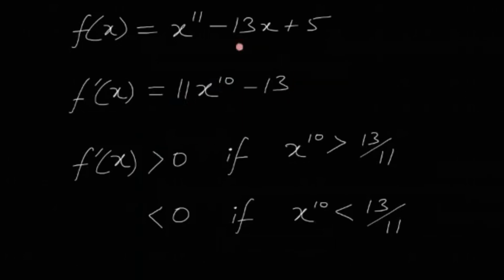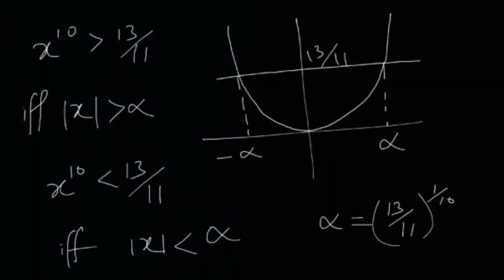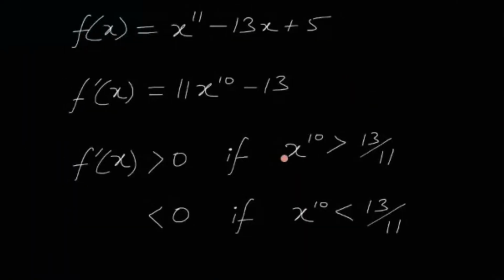Now this f'(x), that means the derivative, is positive if x^10 is greater than 13/11, right? And negative if x^10 is less than 13/11. If x to the power 10 is greater than this quantity 13/11, then it's positive, otherwise it's negative. And 0 obviously if it's 0.